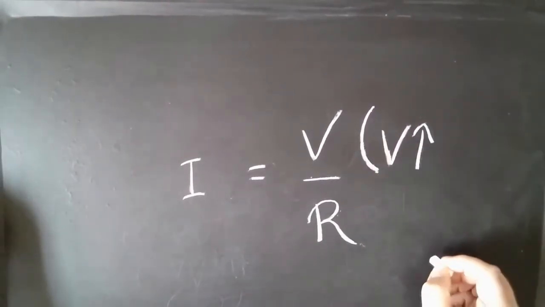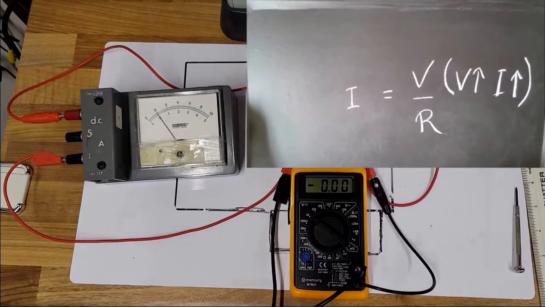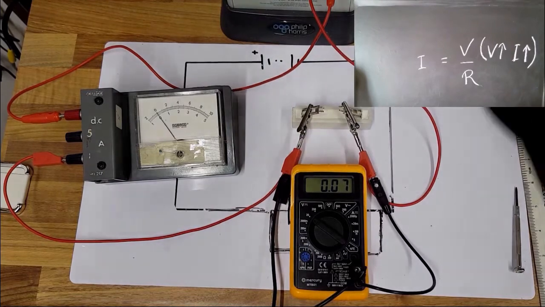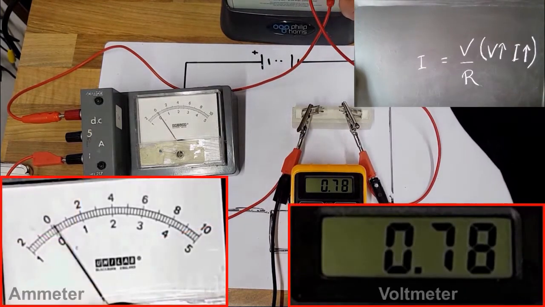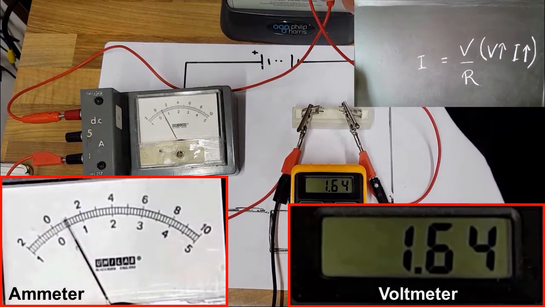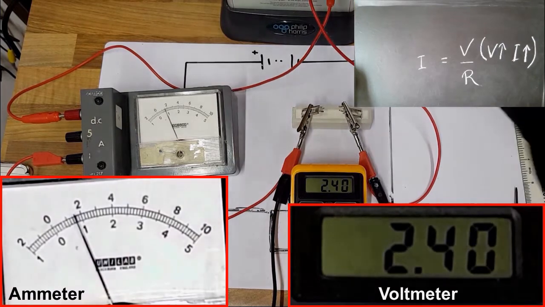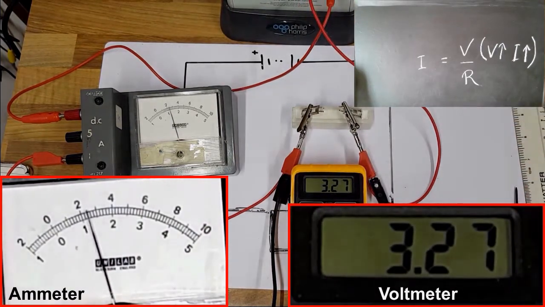Now we've already seen that if we increase the potential difference, we get an increase in current. We saw this in lesson 4. Here's a reminder. So let's turn on the power supply and let's start raising that potential difference. Keep an eye on both the voltmeter and the ammeter at this point. It's going to turn it up bit by bit.